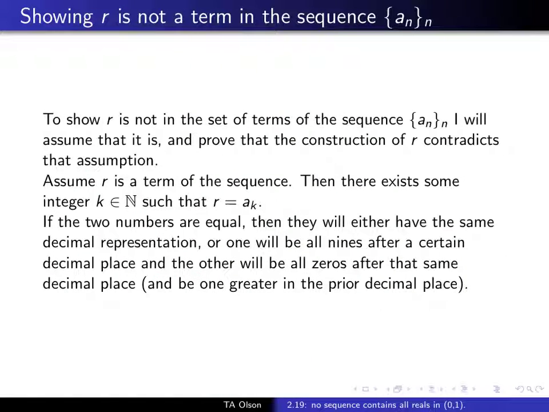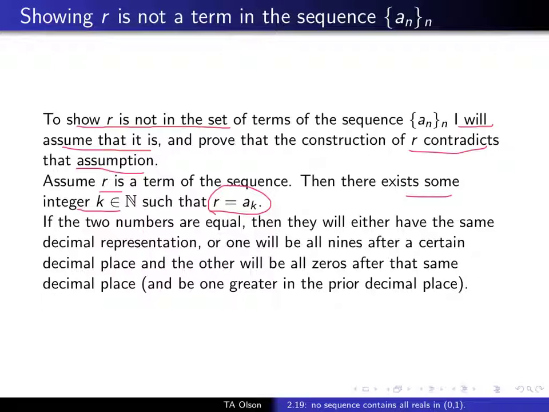Now that I've constructed r, I need to show that r is not in the set of terms. I'm going to do this also by contradiction. I'm going to assume that it is in the set of terms and prove that r contradicts that assumption. So if we assume that r is in the sequence, then there exists some integer k such that r is equal to ak.